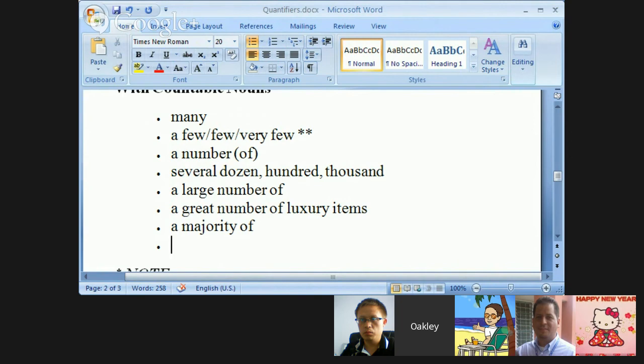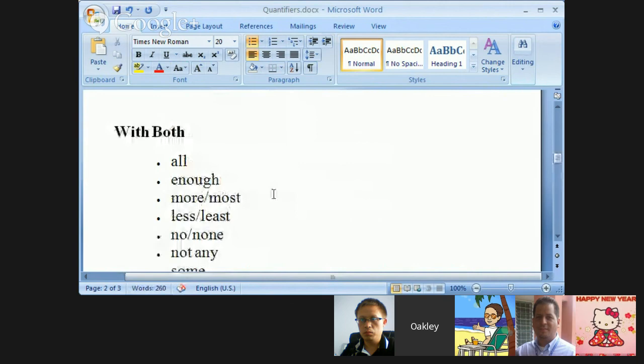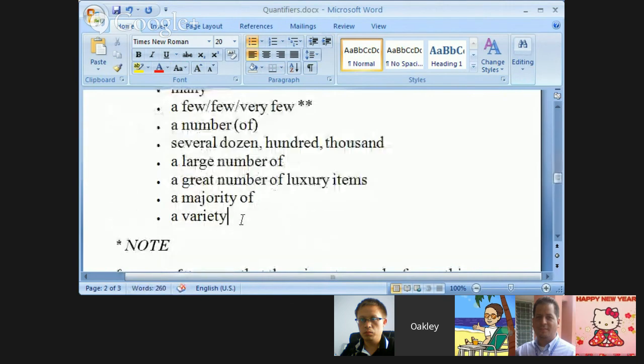Can you think of other quantifiers? This is not a comprehensive list. Absolutely not. Okay, a variety. Interesting. A variety of luxury items? So obviously it works for countable nouns. A variety is a quantifier, you're absolutely correct. Can this be used for uncountable nouns, like a variety of milk?